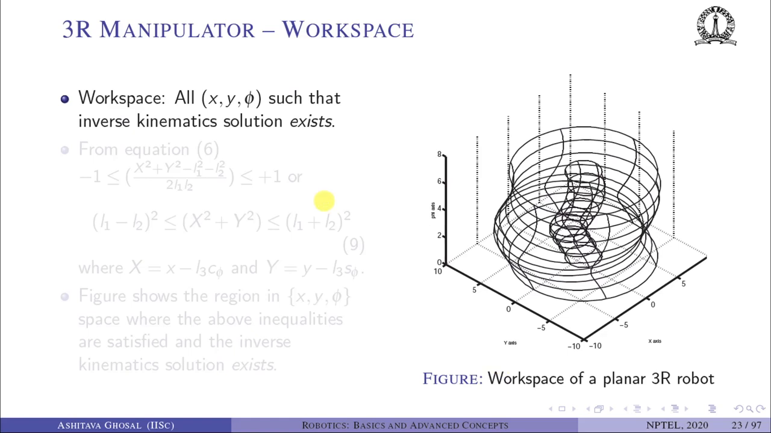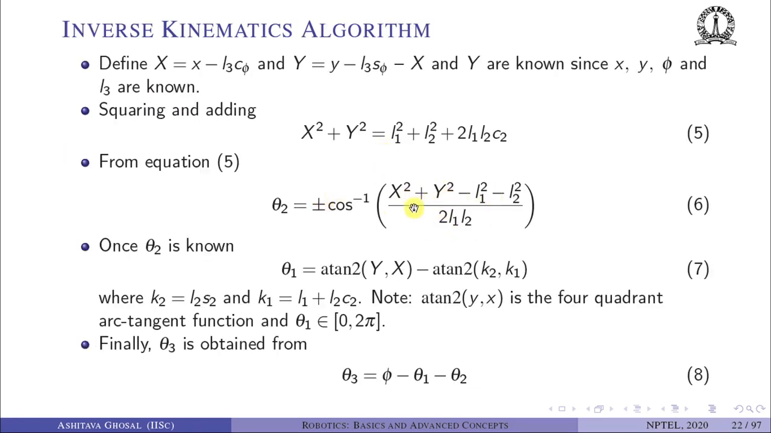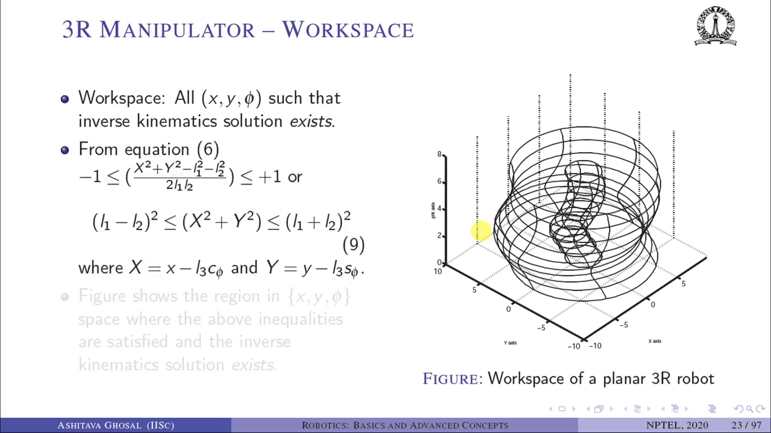So can we solve this inverse kinematics problem everywhere? The answer is no. Why? Because if you look at this equation, theta 2 is plus minus cos inverse of something. Whatever is inside this bracket, which is (x squared plus y squared minus L1 squared minus L2 squared) divided by 2 L1 L2, must be within plus minus 1, because only cos inverse of a number which is within plus minus 1 is defined. So this condition must always be true: minus 1 less than or equal to this quantity, which should lie between plus minus 1.